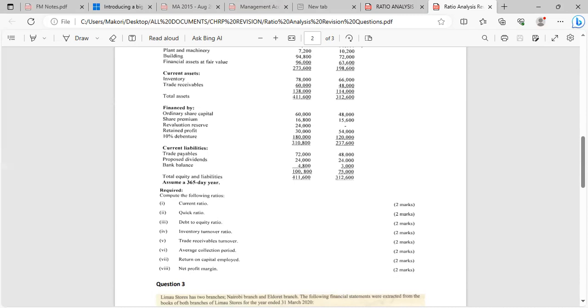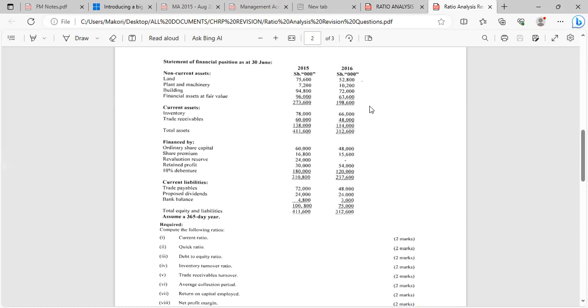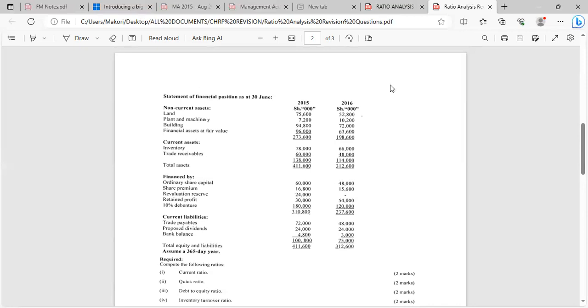So here, number one, it is about the current ratio. Current ratio, we have agreed that it is current assets over current liabilities. So you need to come here. This is 2 years, the year that ended 2015 and the year that ended 2016. And here you are told to compute the following ratios. And actually you are supposed to do it for each year. So you need to calculate the current ratio for the year ended 2015 and the current ratio for the year ended 2016. From what we know, current ratio is the current assets divided by the current liabilities.